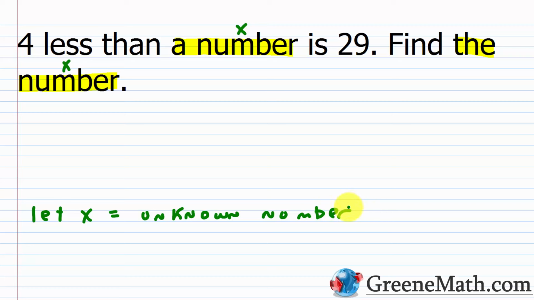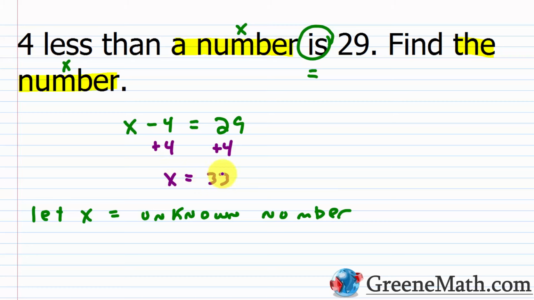Okay. So 4 less than x, right? Think about that. That means I have x and I want 4 less than that. So x minus 4. Then we have is. In this context, that means equals, and then 29. So to find the number, I would just add 4 to both sides of the equation, and we get that x is equal to 33. Right? So if I had 4 less than 33, that would be 29. So the number is 33.